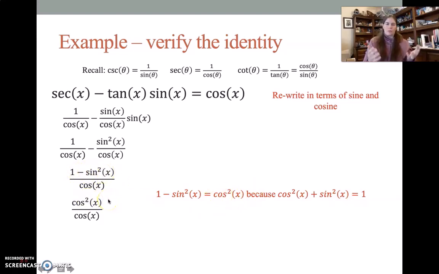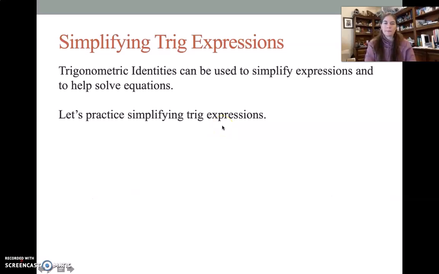Oh, well, that looks like it's going to be easier, right? So cosine squared of x divided by cosine of x is just cosine of x. Yay! And there we go. We are done again because we're awesome.